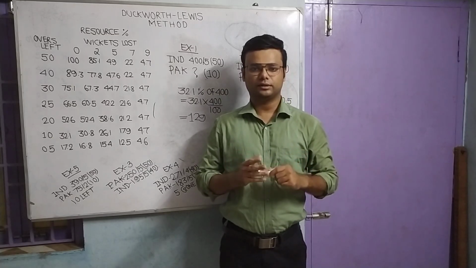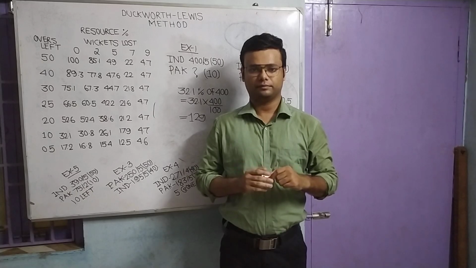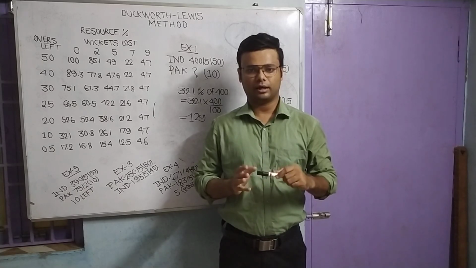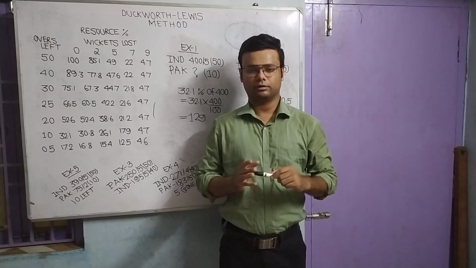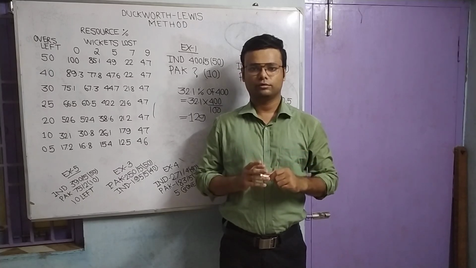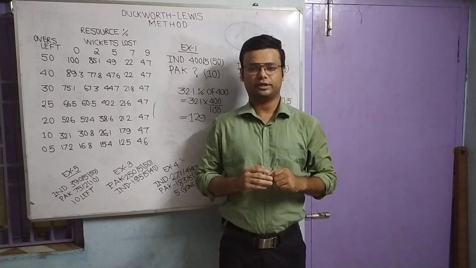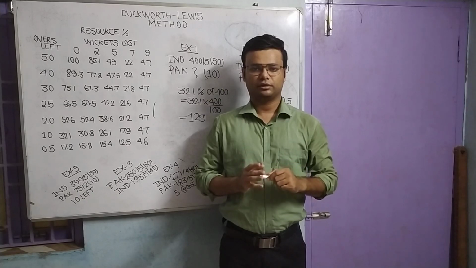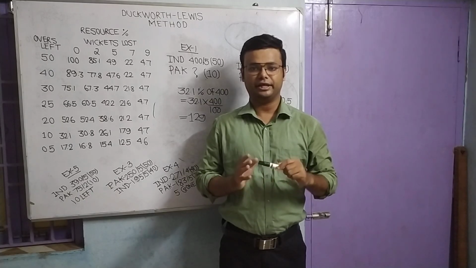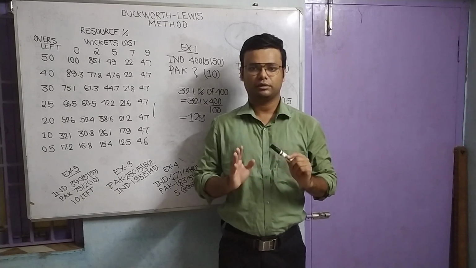The name of the method is Duckworth-Lewis method. You have heard the name of this method, but you don't know how it is used to set a revised target for the team batting second in a rain affected or weather interrupted match.